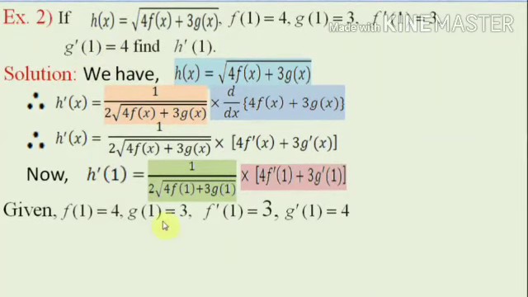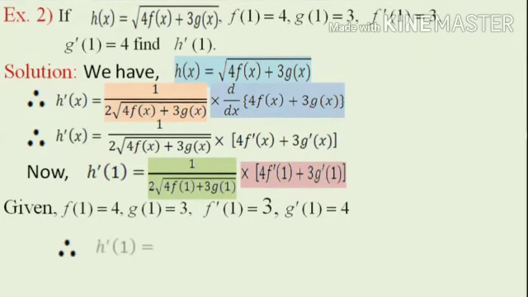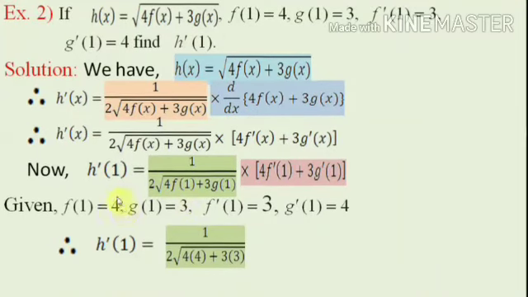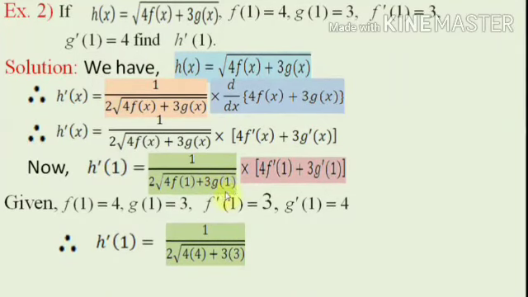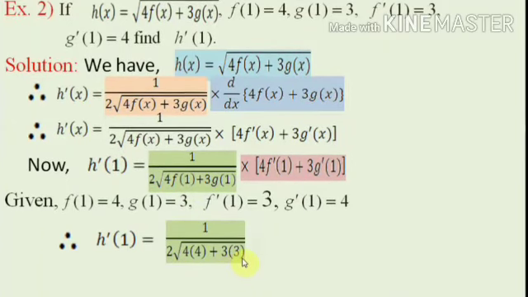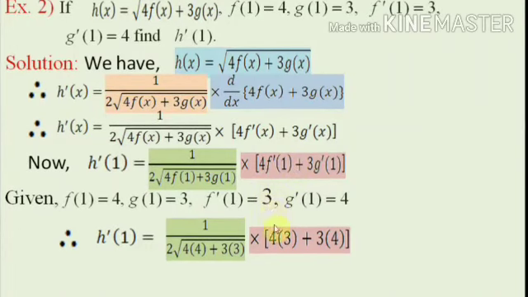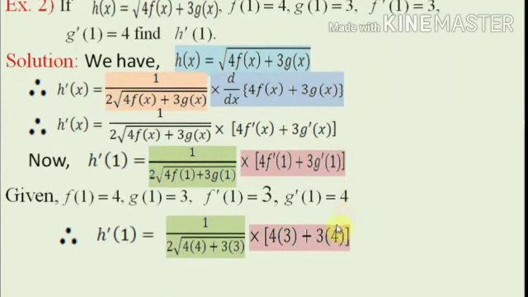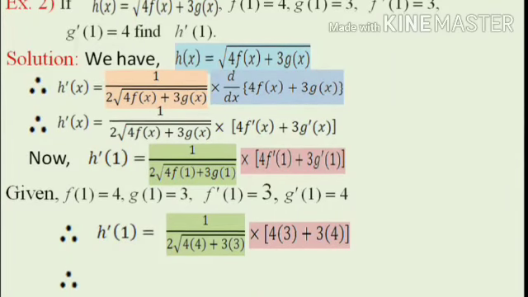Put all these values in the equation. Then h dash of 1 equal to 1 upon 2 root of 4 into f of 1 having the value 4, that is 4 into 4, plus 3 into g of 1 having the value 3, into 4 into f dash of 1 having the value 3, plus 3 into g dash of 1 having the value 4. Therefore that term becomes 4 into 3 plus 3 into 4.